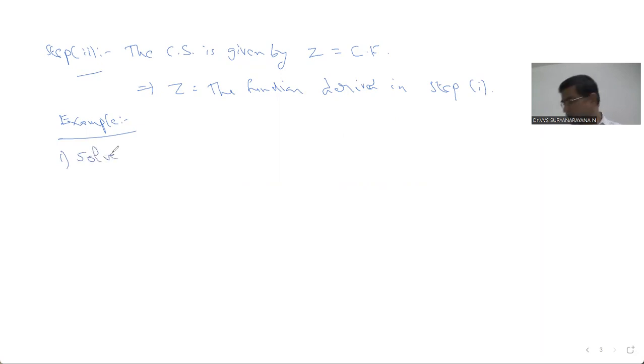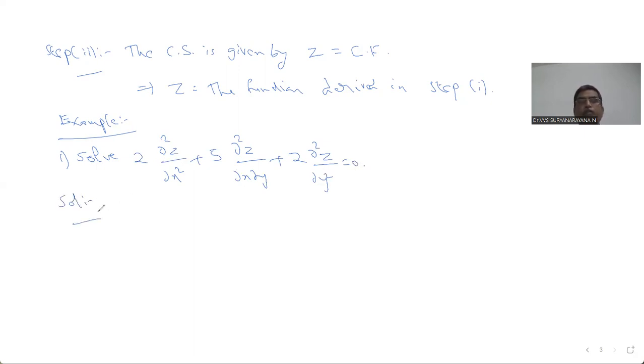Solve the differential equation 2 ∂²z/∂x² + 5 ∂²z/∂x∂y + 2 ∂²z/∂y² = 0. So consider this differential equation: 2 times ∂²z/∂x², plus 5 times ∂²z/∂x∂y, plus 2 times ∂²z/∂y². This is the differential equation.